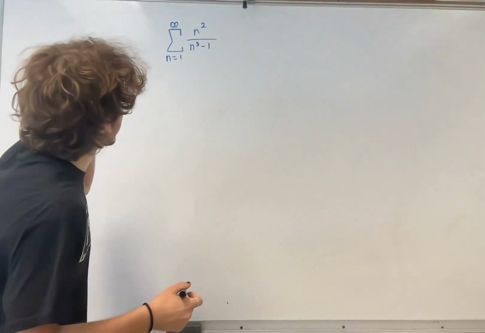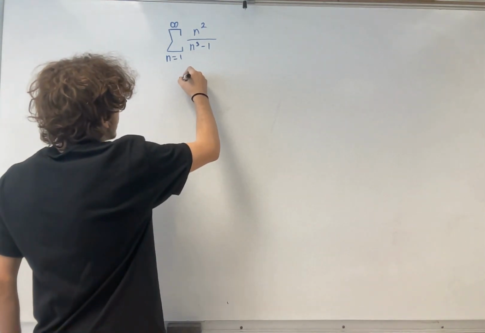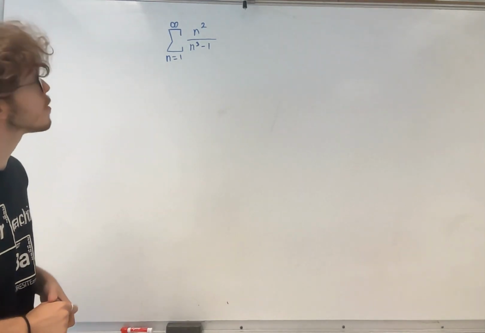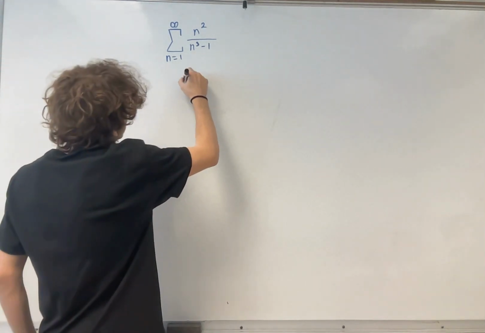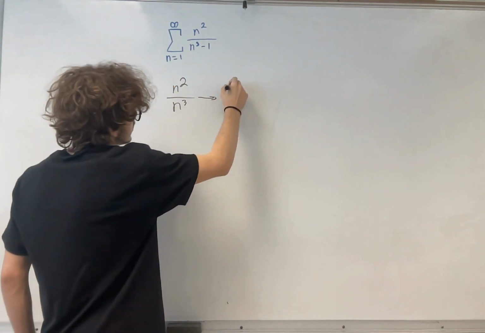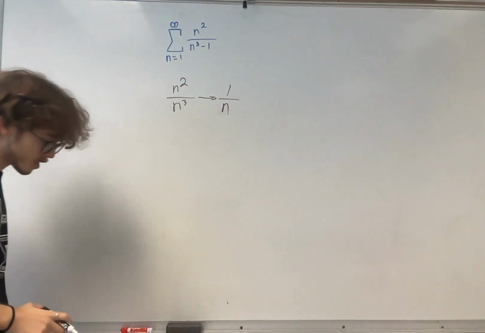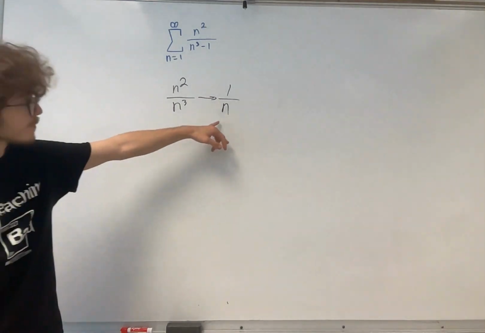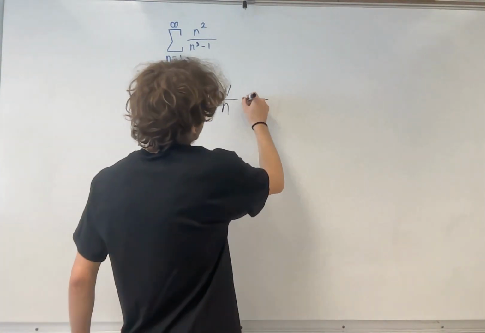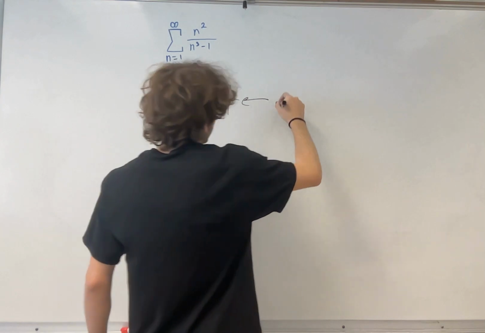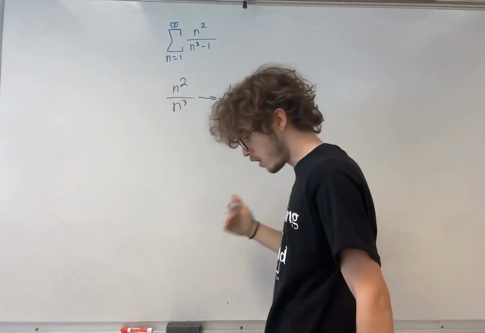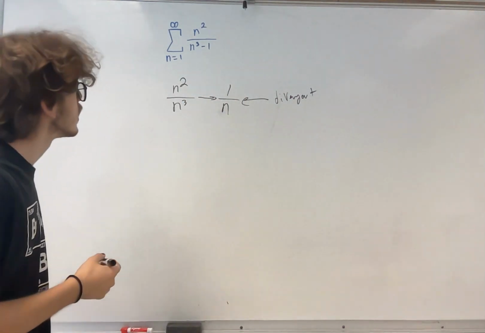Now I'm going to notice that constants are not going to help me out here. So I'm going to omit the constant and say, what is n squared over n to the third? That's simply 1 over n, right? What is that? That's a harmonic series. And we know that this will be divergent, right? We know all harmonic series are divergent.